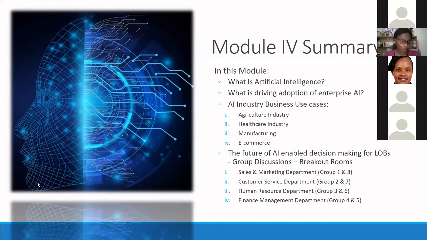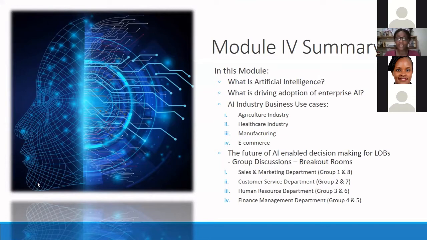So in module 4, we'll be covering a brief summary of what artificial intelligence is. I'm sure you've already covered this in the previous modules. However, we'll briefly touch on it so that you're able to have a wholesome conversation. We'll also discuss the fundamentals, the factors that are driving AI adoption in enterprises, what industries are mainly using artificial intelligence, and some of the applicable business use cases in these industries.